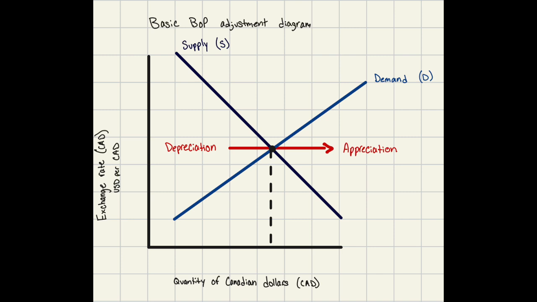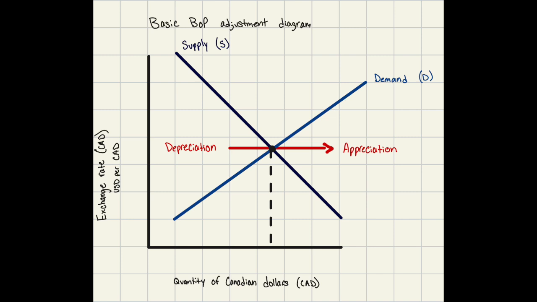The supply curve shows Canadian residents demanding foreign currency. As the exchange rate rises, the Canadian currency becomes more valuable and the supply of Canadian currency increases. And then we can look at the demand curve. The demand curve shows foreigners' demand. As the exchange rate falls, Canadian currency becomes cheaper and the demand increases.